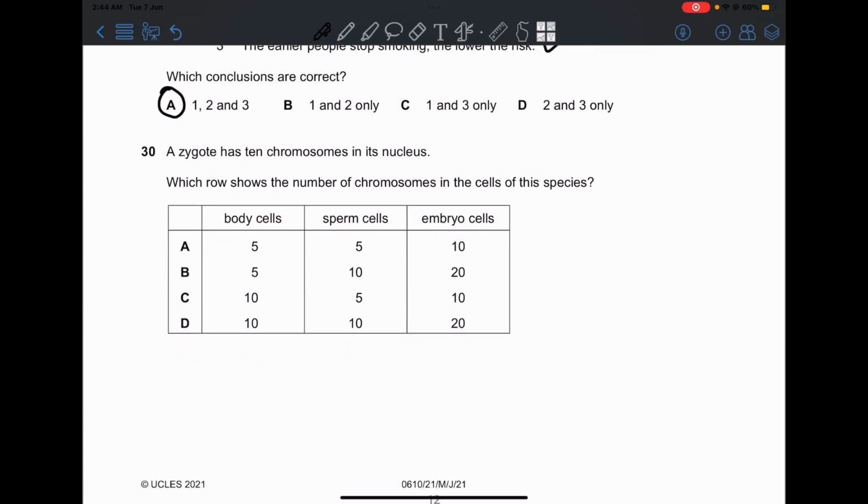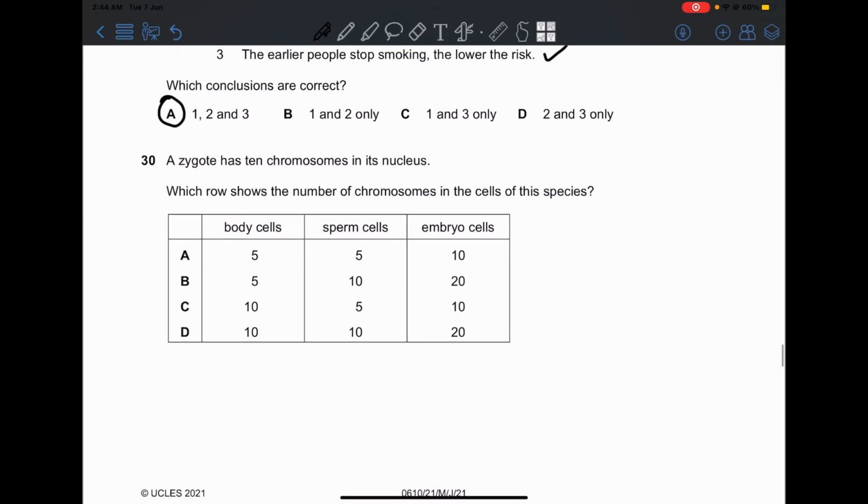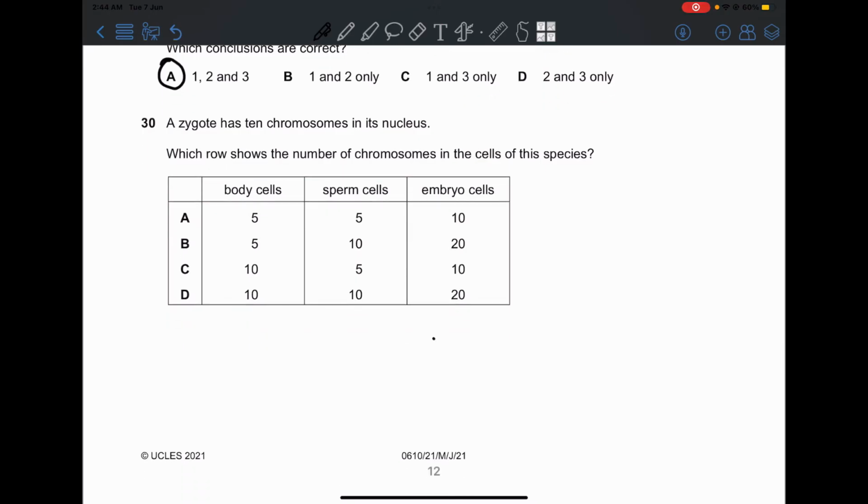30. A zygote has 10 chromosomes in its nucleus, which row shows the number of chromosomes in the cells of this species. Now we know that in body cells we will have 10 as well because it has 10 chromosomes in its nucleus. So we know that body cells are diploid, which means they have 2 chromosome sets. Sperm cells will actually be half because they are haploid cells. Now embryo cells will also be diploid, so our answer will be C.